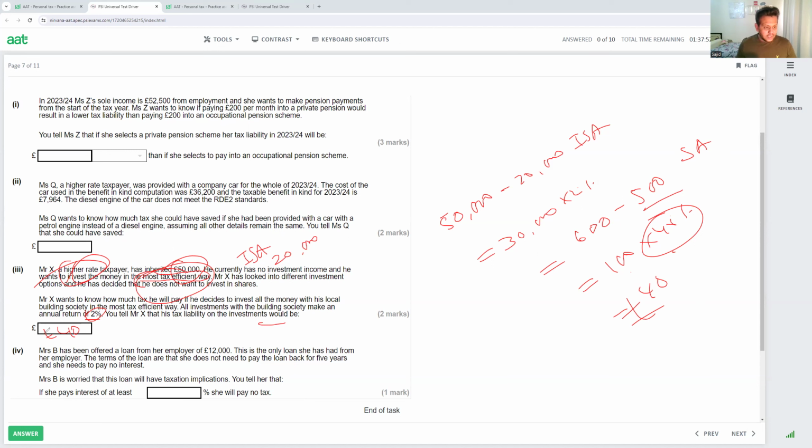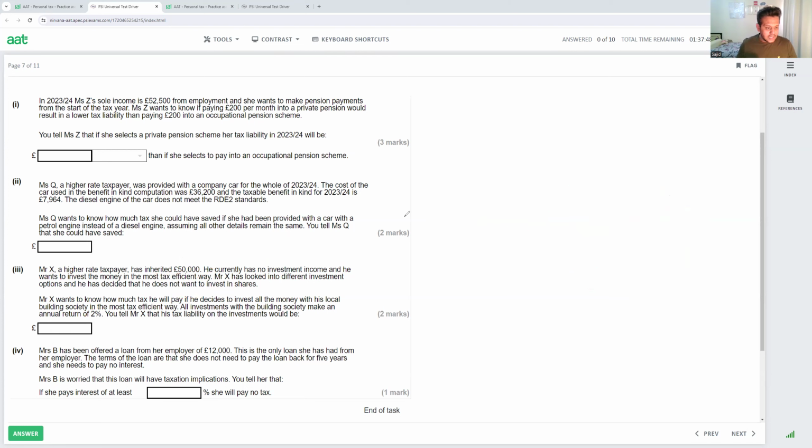The next one we have here, Mrs. B has been offered a loan from the employer of 12,000. This is the only loan she has had from her employer. The terms of the loan are that she does not need to pay the loan back for 5 years and she needs to pay no interest. So it's an interest-free loan for 5 years.